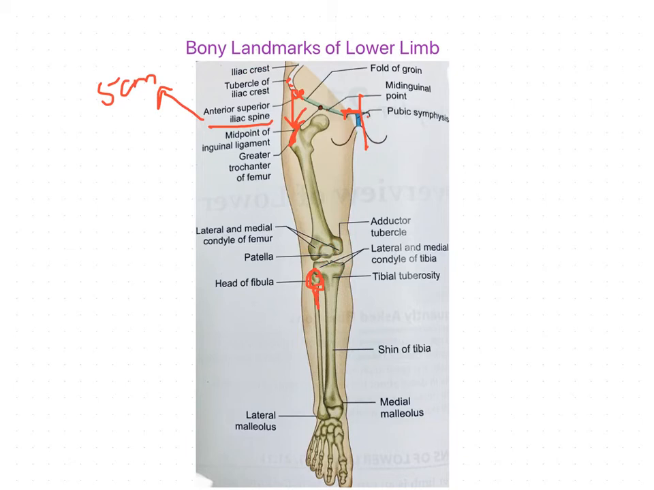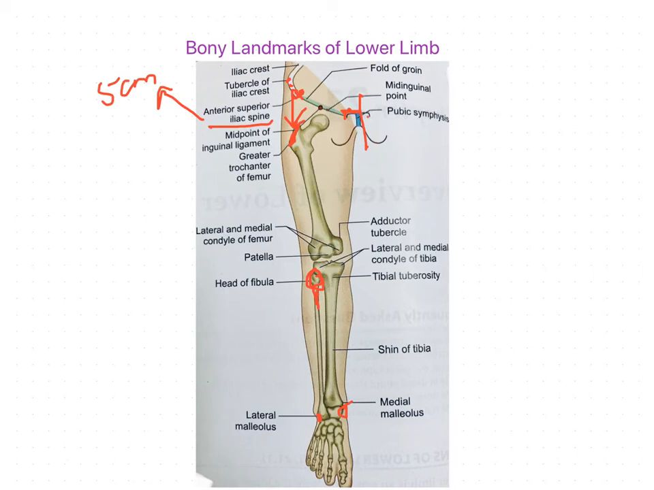And other bony landmarks are the medial and lateral malleolus. So near the ankle region, we can palpate these medial and lateral malleoli. These are the two prominences felt on the medial and lateral aspect of the ankle region. Several bony prominences can be made out in the foot region also.